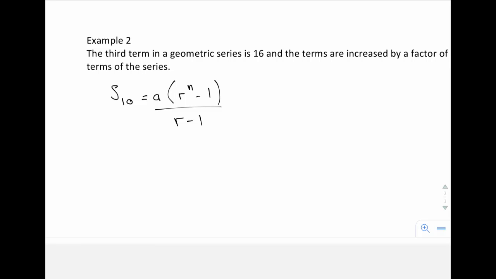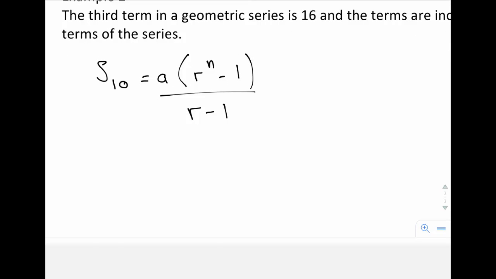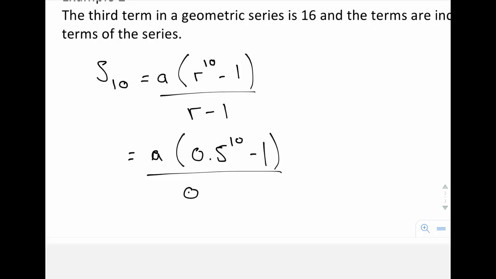So I need to figure out what my first value is, and my r value, well, that's 0.5 because it says increased by a factor of 0.5. So I can write this as a times 0.5 to the exponent n minus 1. Actually, the n we know, that's going to be 10. So 0.5 to the exponent 10 minus 1 over 0.5 minus 1.